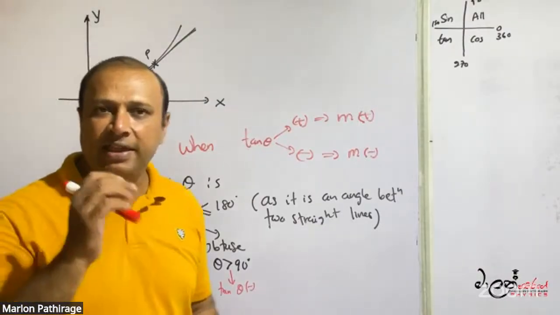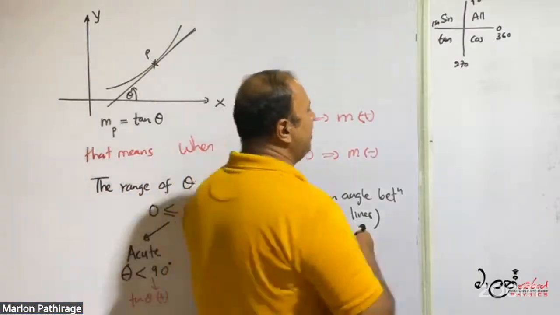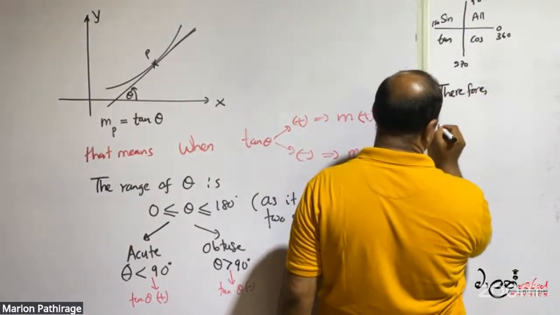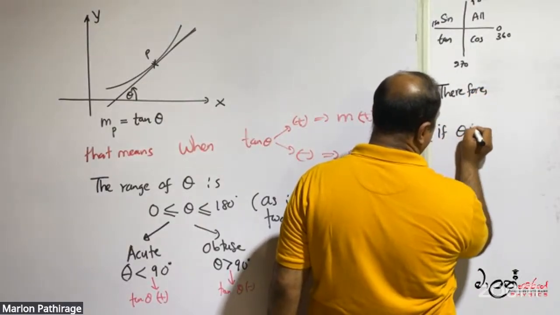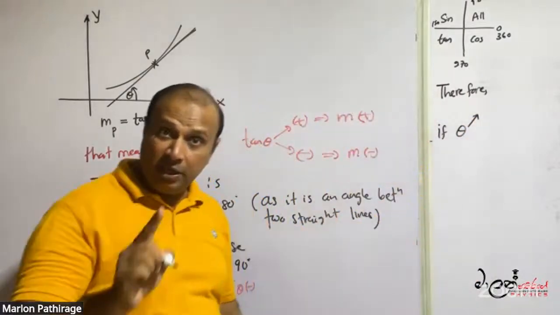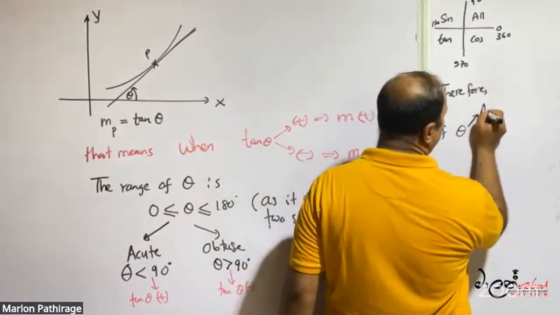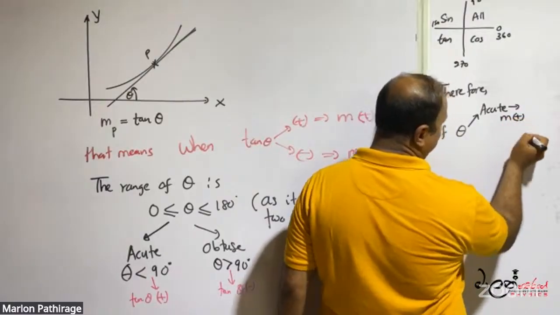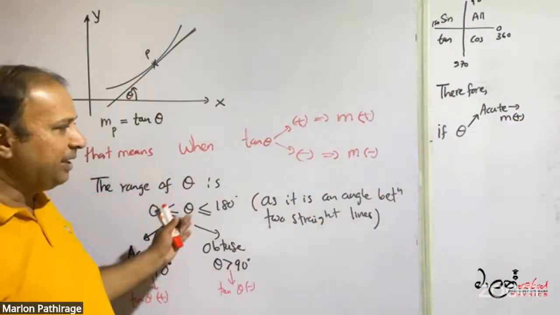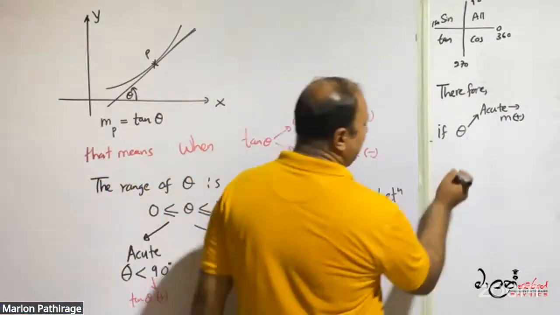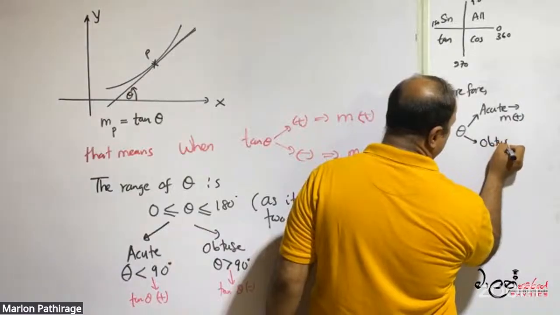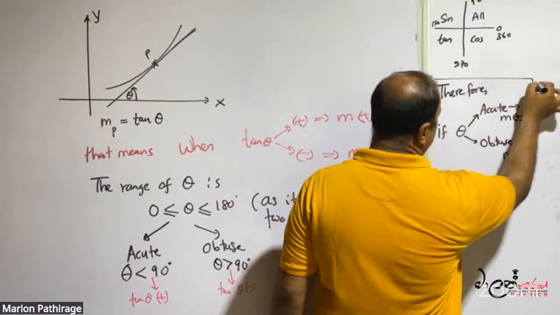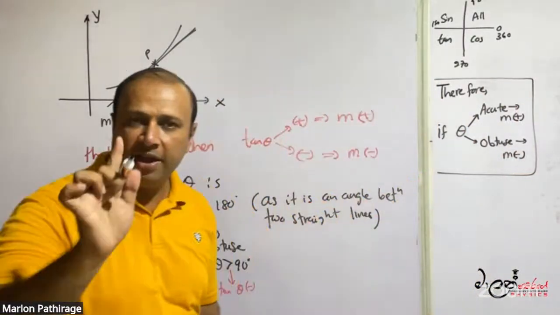Therefore, we can finally conclude this thing. If theta is an acute angle, then M, the gradient, is positive. If it is an obtuse angle, then the gradient is negative. This is my final conclusion.